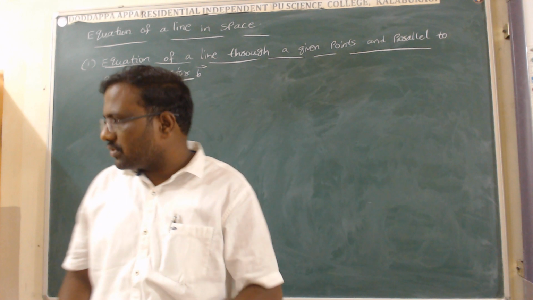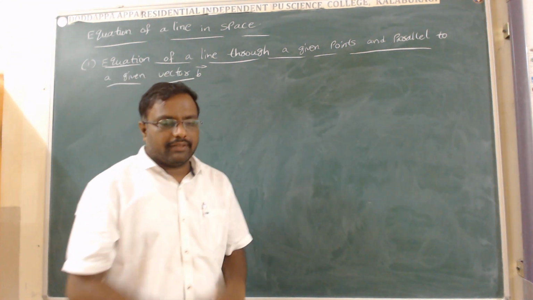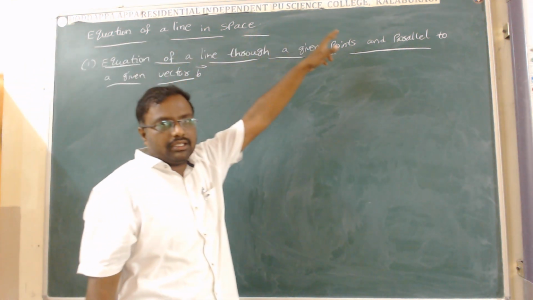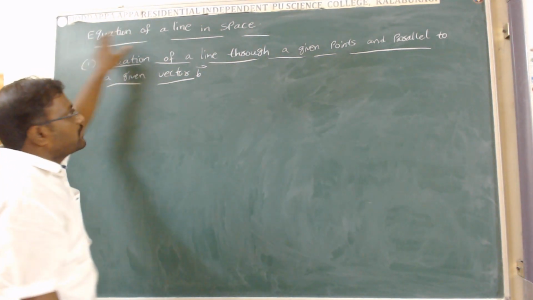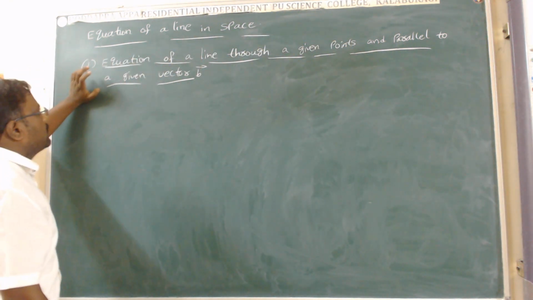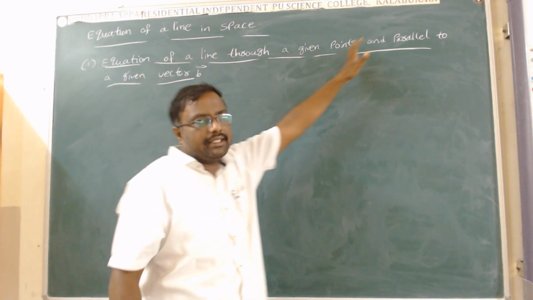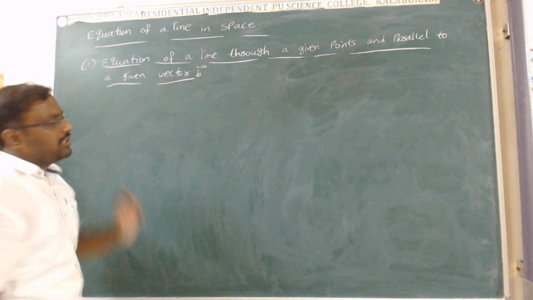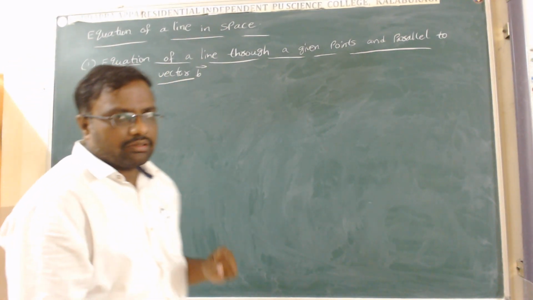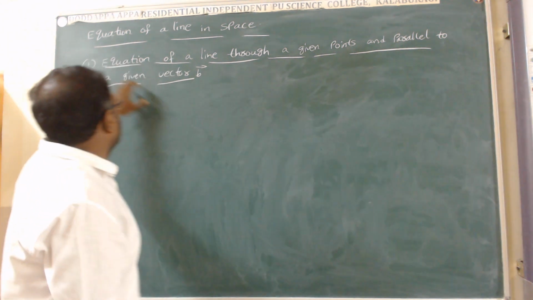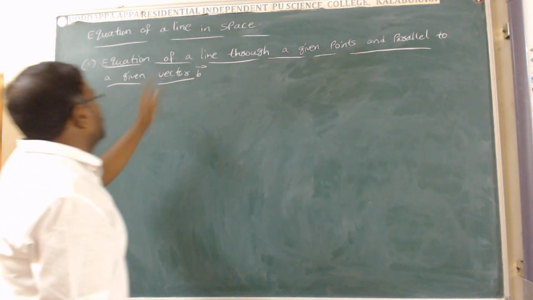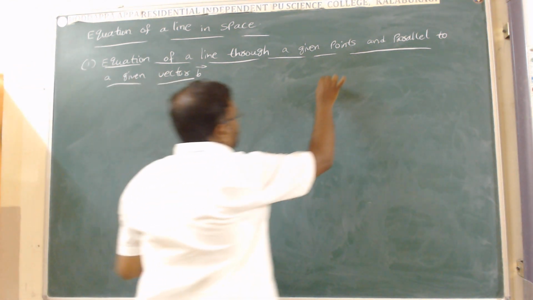Yesterday in class we completed direction cosines. Today, as an extension, we continue with equations of a line in space. In this there are two equations: one is the equation of a line through a given point and parallel to a given vector b, and another is the equation of a line through two given points. Today we discuss the first one, the equation of a line through a given point and parallel to a given vector b. So take one diagram first.